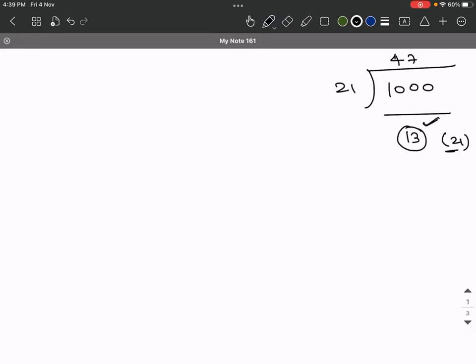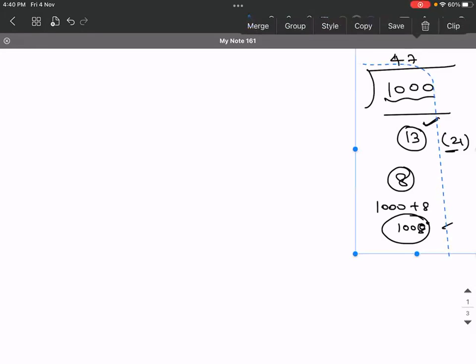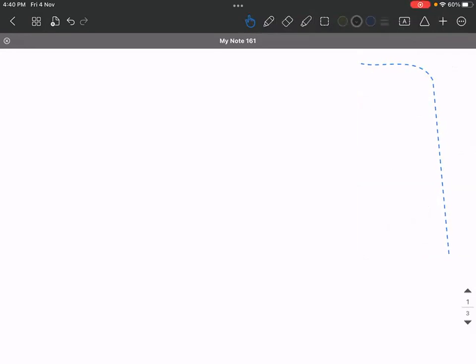So to this remainder, how much should I add to get this 21? Or what is 21 minus 13? It is going to be 8. So to this 1000, you need to add that 8. That will give you the first 4-digit number, which is divisible by 21. Is that clear? Now, having said this, we'll get started with the next part.